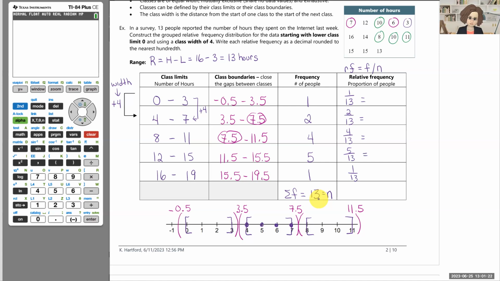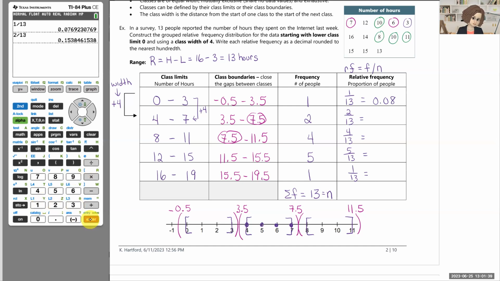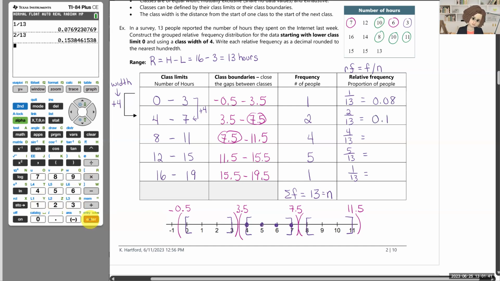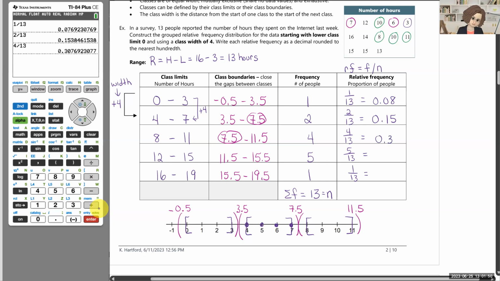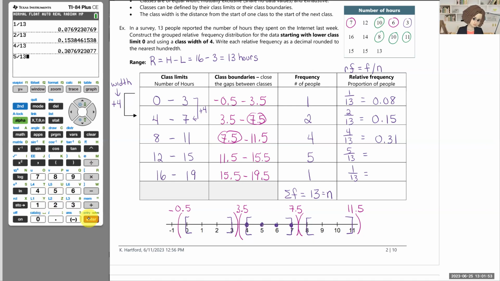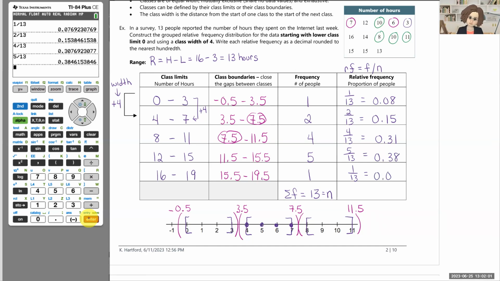And then we'll use our calculator here and write those as a decimal rounded to the nearest hundredth. So 1 divided by 13, to the nearest hundredth would be 0.08. And then 2 over 13, 0.15. And 4 out of 13, 0.31. And 5 out of 13, 0.38. And then we're back to 1 out of 13.